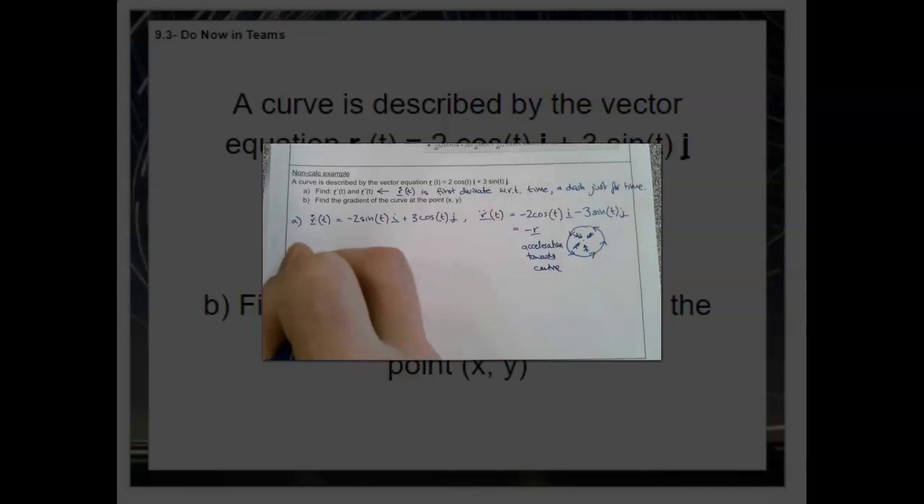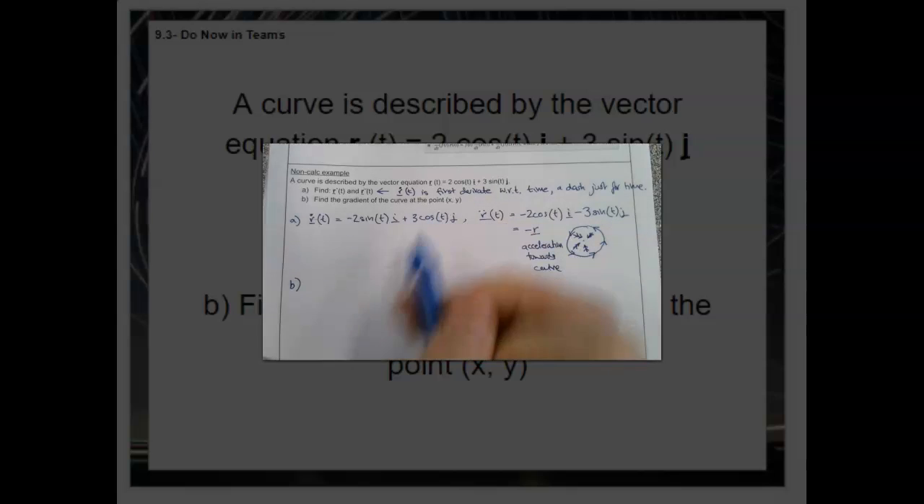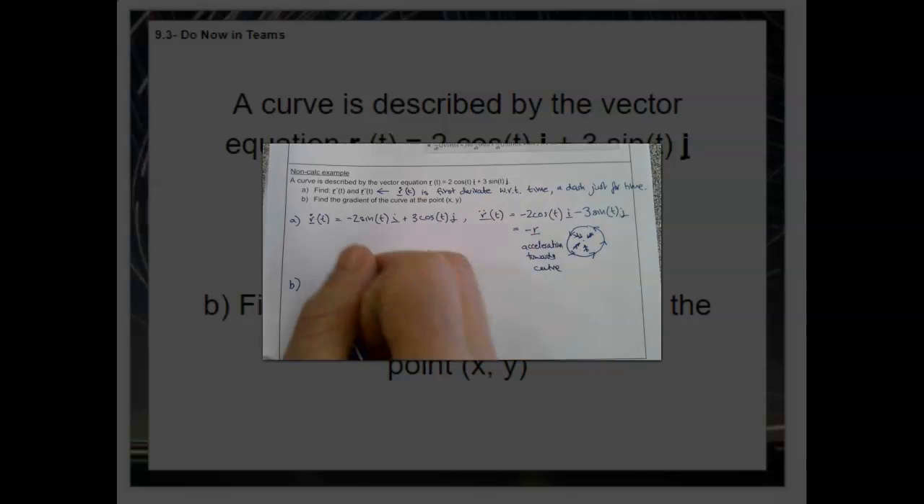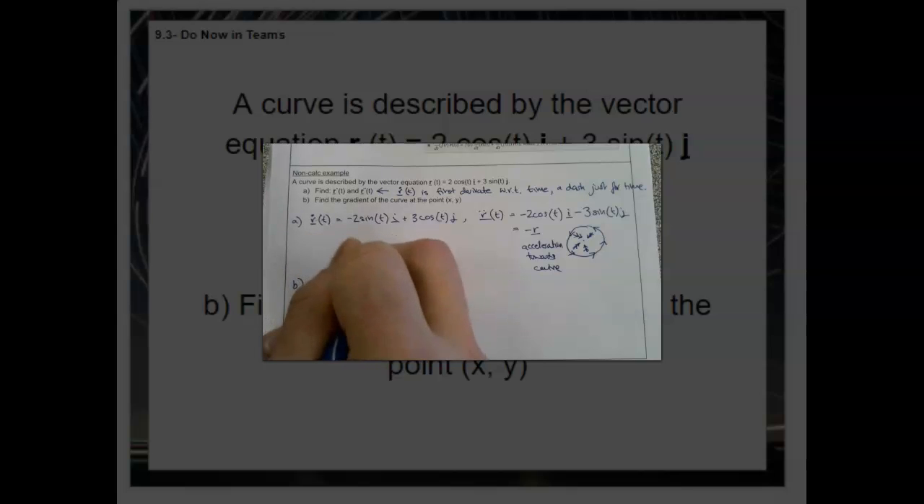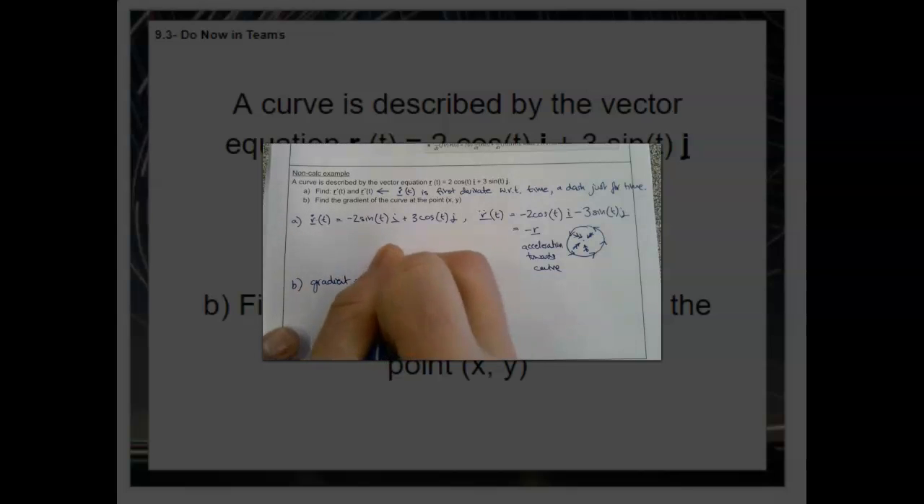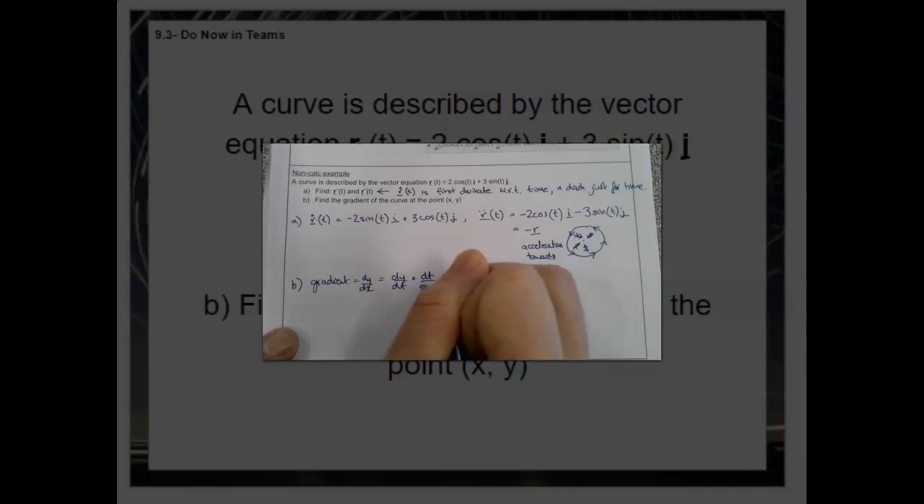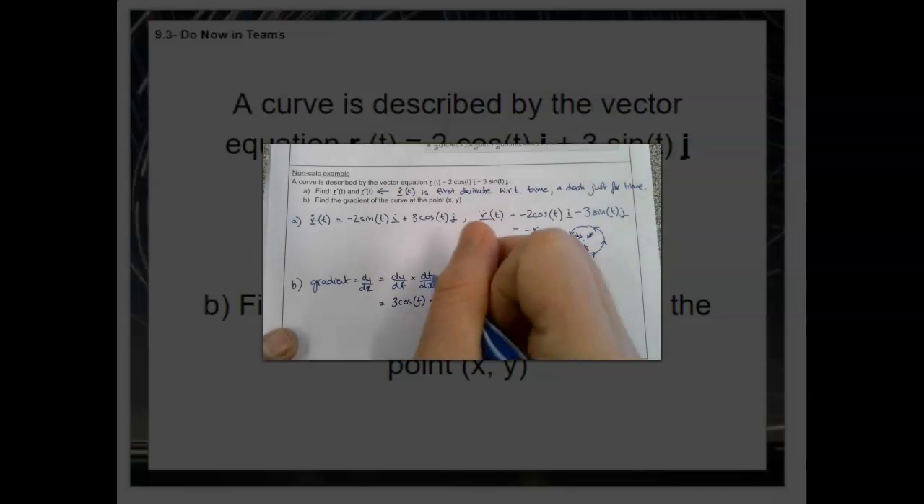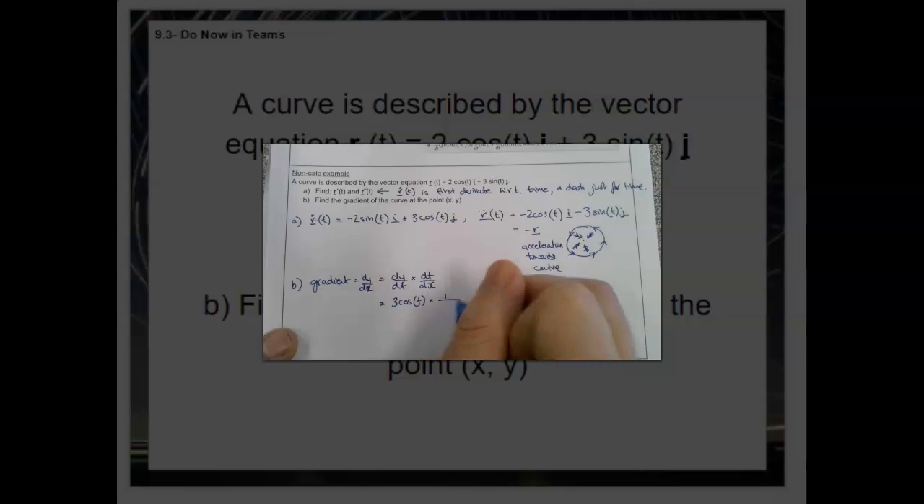The slightly more technical part of this was to find the gradient at the point xy. So they're after an expression for dy by dx. And the best thing to do is to work out dy by dt and dx by dt, and then use the chain rule to relate them. So dy by dt, if I look at y, is going to be 3 cos of t, and then I'm going to multiply it by the reciprocal of dx by dt, so that's 1 over minus 2 sine of t, and so my gradient is going to be minus 3 over 2 cot of t.